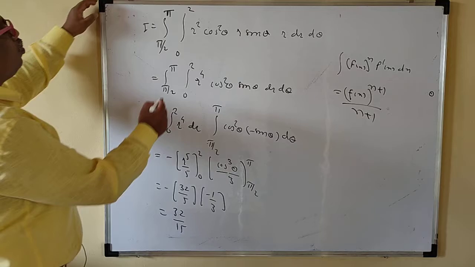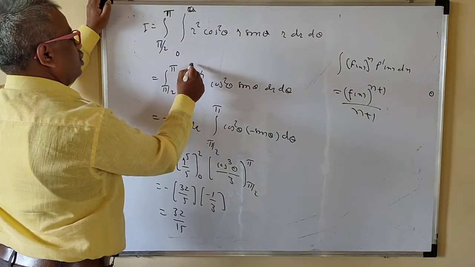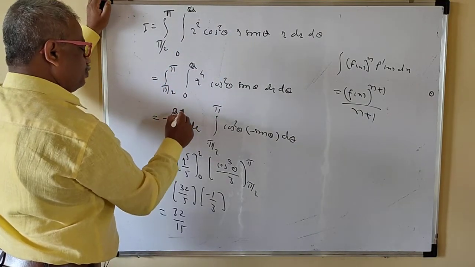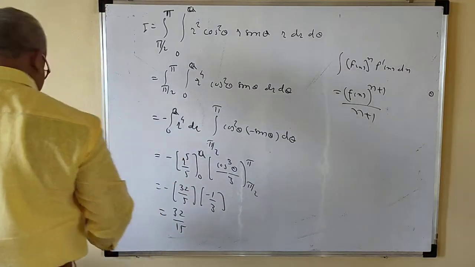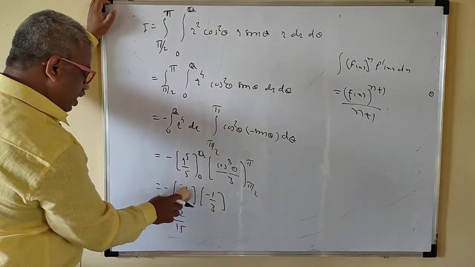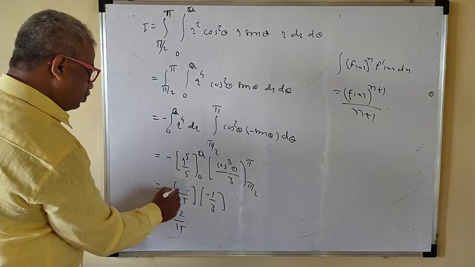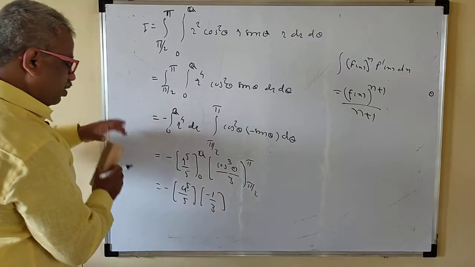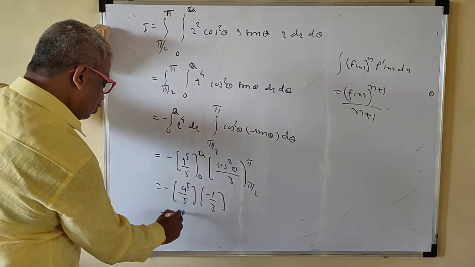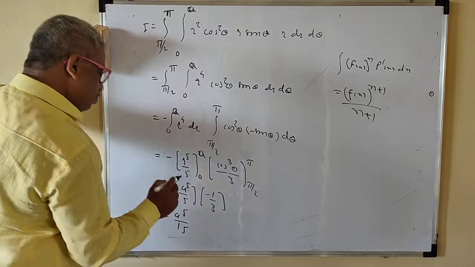Oh, this is not 0 to 2. This is 0 to a actually. This is 0 to a. So this is what a raised to 5. This is a raised to 5. Okay. So minus minus becomes plus. So this is what a raised to 5 upon 15. This will be the correct answer.